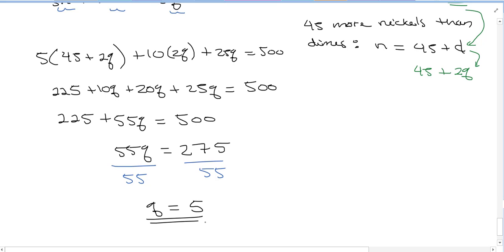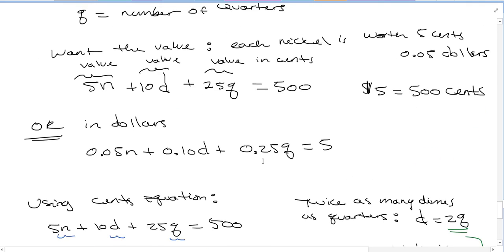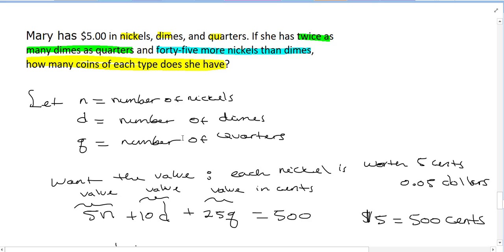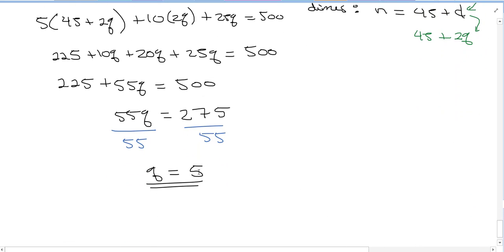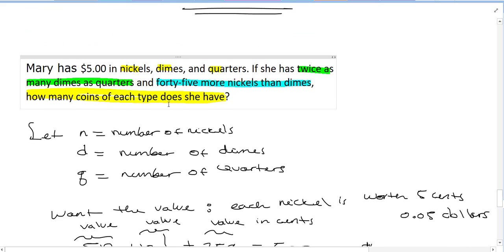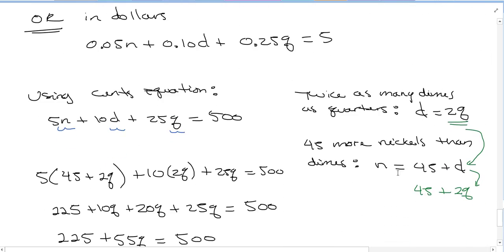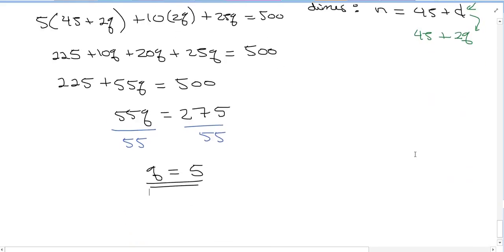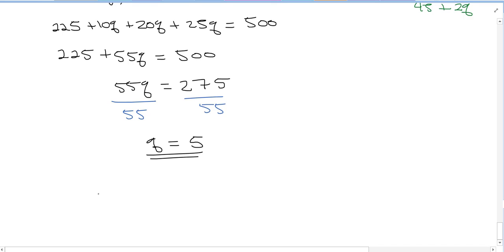So what did I just find? Q equals 5. So let's go back to the top where we define Q. Q is the number of quarters. So I just found that Mary has 5 quarters. And we were trying to find how many of each type. So let's go back over here where we had the types. Remember D was, what did we say, 2Q? So that means that D is equal to 2 times 5. So since Mary has 5 quarters, she's going to have 10 dimes.